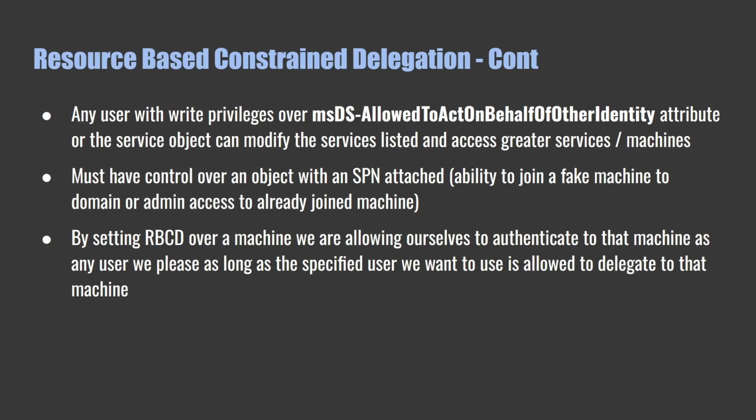You must have control over an object with a service principal name attached, whether you've already got control of a machine, or you have the ability to join a fake service machine to the domain, or you've got admin access to an already joined machine. Basically, by setting resource-based constrained delegation over a machine, we're allowing ourselves to authenticate to that machine as any user we please, as long as the user we specify is actually allowed to delegate on that machine. This is why this one's so powerful, because it's lesser privilege. You've granted a high privilege action to a lesser privileged user, and this is where the problems can occur if it's misconfigured.